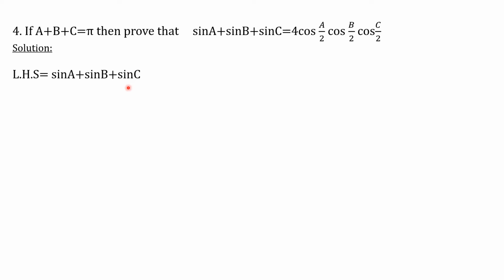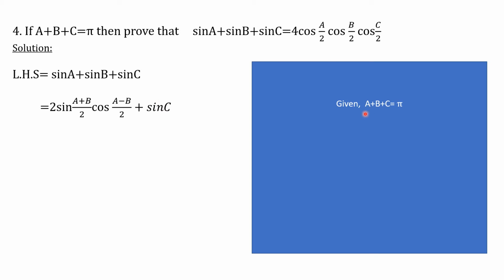Now, before we continue, we must know a formula. What is the formula for sin A plus sin B? It is 2 sin A plus B by 2 into cos A minus B by 2. Isn't that? And the last ratio is kept as it is. Thereafter, we are given A plus B plus C equal to pi. It means A plus B is equal to pi minus C. Now, since here is 2 in the denominator of A plus B, we will divide both the sides by 2.